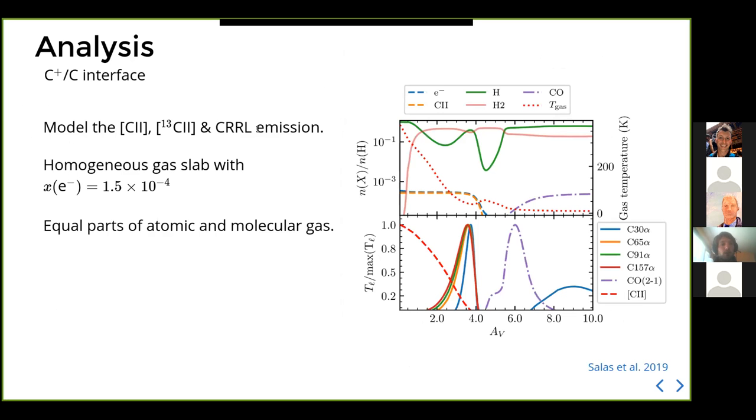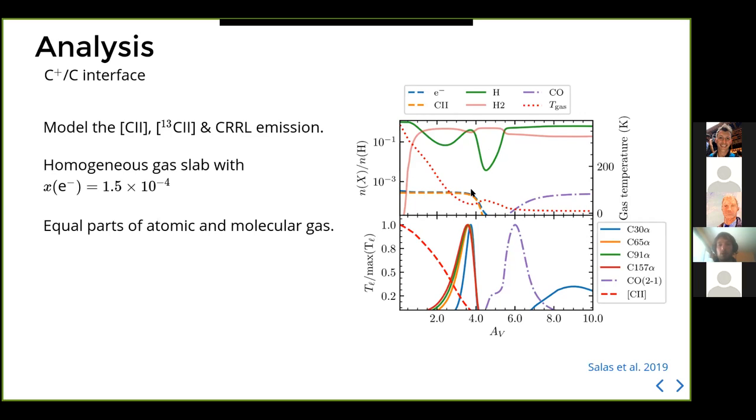So in terms of the analysis that we did, we have a very simple model where we take the carbon radio recombination lines and the far infrared lines from ionized carbon and compare them to a prediction of a model which is homogeneous. So we take the whole part of a PDR, a photodissociation region, where carbon is ionized. The properties of the gas are going to change along this slice in terms of density and temperature, but we assume that it's just a single value and we go from there.